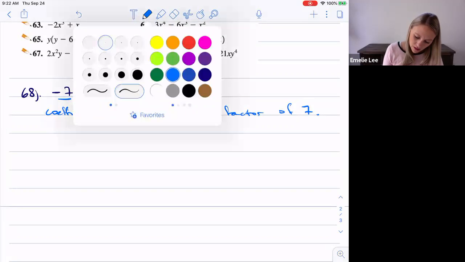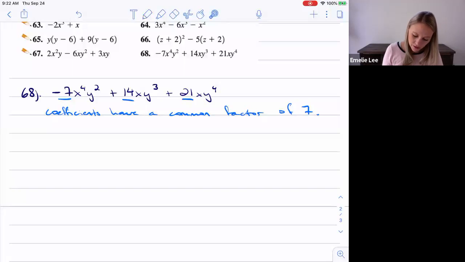So how about if we look at the x's, right? Each of these terms has an x, so surely I'll be able to pull something out. I've got x to the 4th, x, and x. So my smallest power of x is just x to the 1, and that's all I'll be able to extract. Just like with the coefficients, 7 was my smallest number, so that's the largest I could possibly pull out there. Because x to the 1 is my smallest power of x, that's all I can pull out.